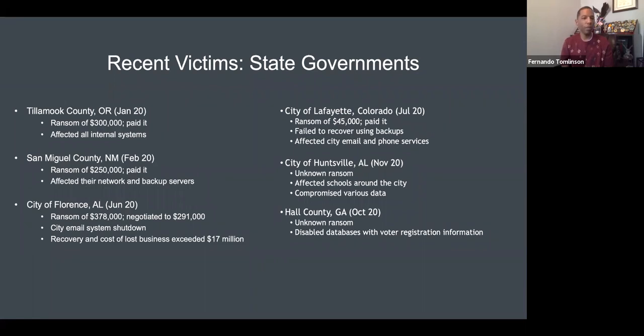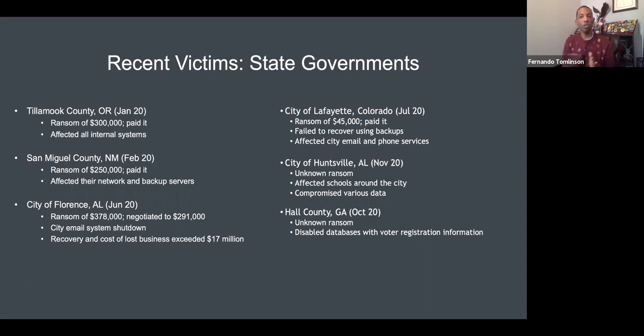City of Florence, Alabama, ransom of $378,000. They negotiated it down to $291,000. Listen to that. $378,000, negotiated down to 291. Either way, the attacker is winning. What was affected, right? The city email system was shut down. Recovery costs and loss of business, although they negotiated down to $291,000, exceeded 17 million. Exceeded 17 million, right?